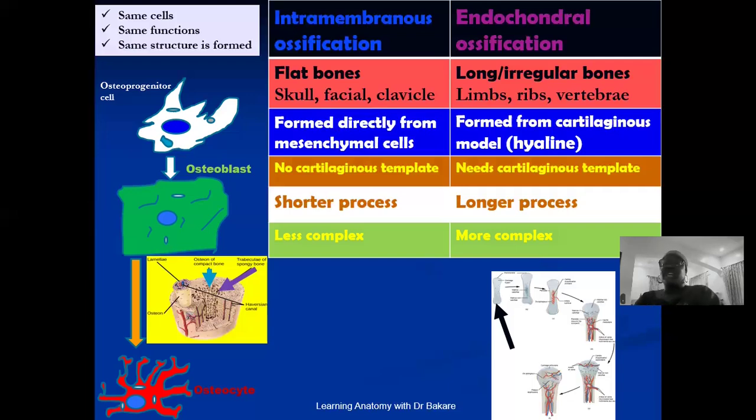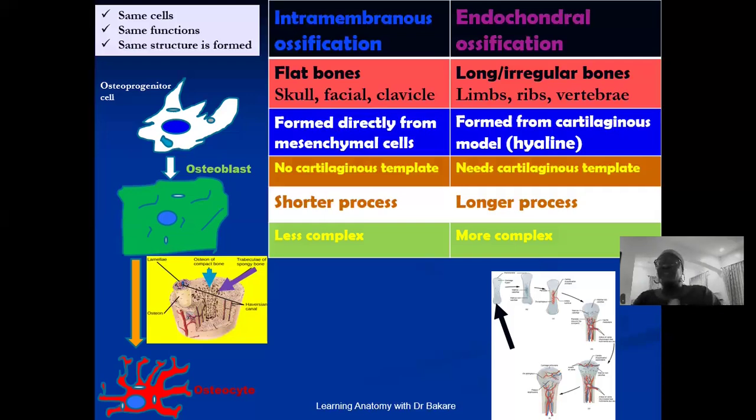And endochondral ossification is formed from a cartilaginous model. We know that cartilage exists in the form of hyaline, fibro, and also elastic cartilage. But the type of cartilage that will be creating the model in endochondral ossification is the hyaline type of cartilage, in case we are asked this during examination. So this model is created and will gradually be replaced by bone tissue. So we can say that intramembranous ossification does not need a cartilaginous template, while endochondral ossification needs a cartilaginous template for it to be transformed into bone tissue.